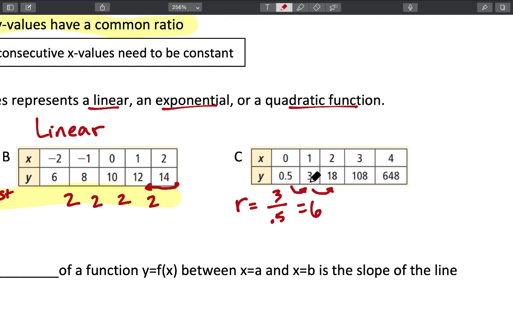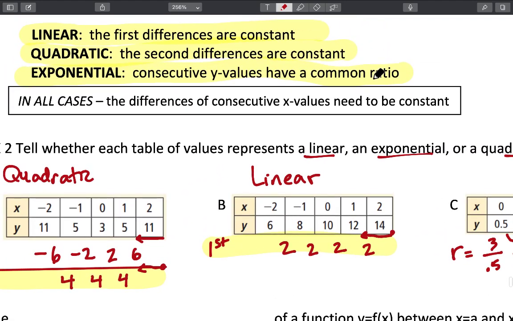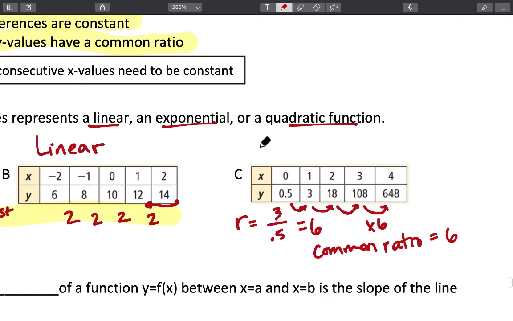Going from 3 to 18 is a multiple of 6. 18 times 6 would give me 108. And then 108 times 6 is also 648. All right, so our common ratio here is equal to 6. And when we have a common ratio between our y values, we know that this must be an exponential function. So letter C, our data represents an exponential.